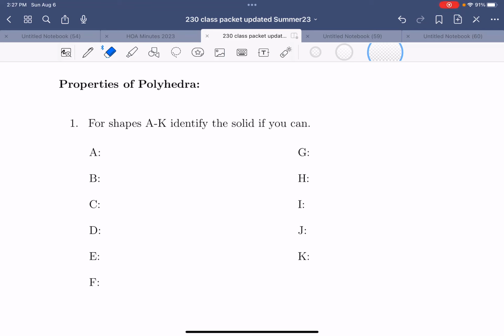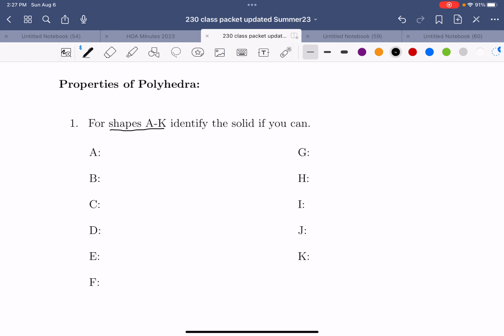All right, we are here in lecture 17 and we are going through the properties of polyhedra. So this is in reference to shapes A through K, which I recorded a video for you to show you what those were. Those are also in the back of your text. The book actually references these as well. And so we're going to go through and name them first.